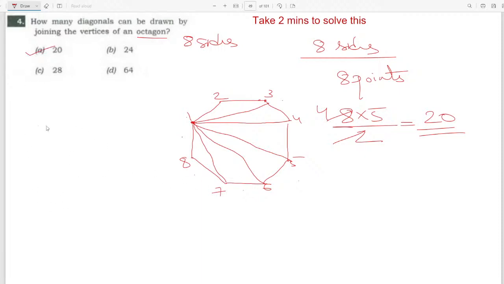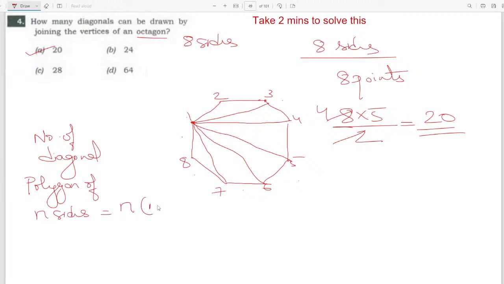For your reference, there is a formula also where the number of diagonals in a polygon of n sides is given by n into n minus 3 by 2. So you can solve it like this also, and you can solve it by counting like this also. n into n minus 3 by 2 is the formula for the number of diagonals in a polygon with n sides. Okay, I'll just explain the normal counting way.